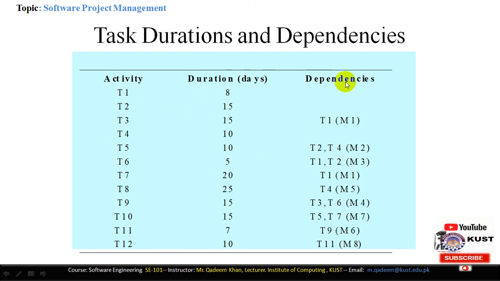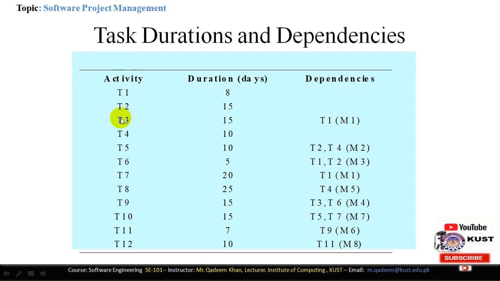Then we have the dependencies. Dependencies show that one task is depending on another. So if there is a dependency, the dependent task cannot be started without completing the other task. If this is empty, that shows task 1 and task 2 are independent tasks. That means task 1 and task 2 can be started at any time.